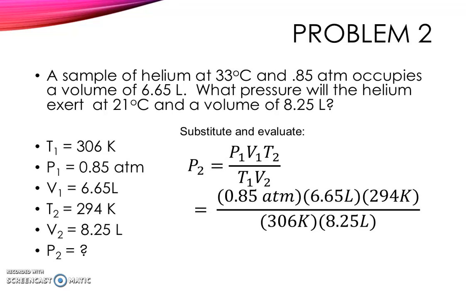I notice that my liters cancel, the Kelvins cancel. I'm left only with atmospheres, which makes sense. I am solving for a pressure after all. And I'm looking at my sig figs, and most of them have 3 sig figs, except for my initial pressure, which only had 2 sig figs. So I do need to make sure that I report my final answer with 2 sig figs. So I get a final pressure of 0.66 atmospheres.